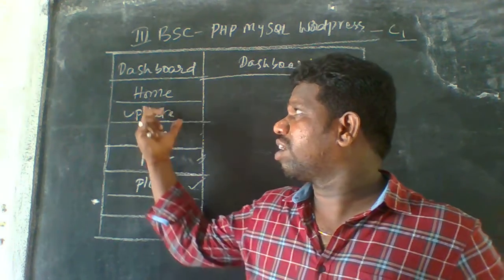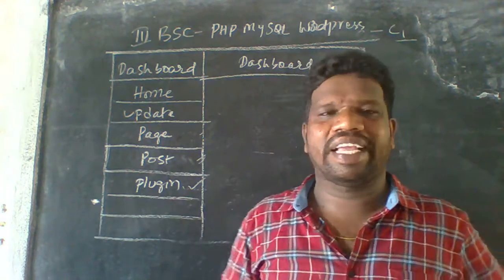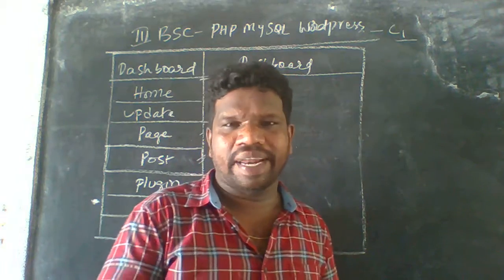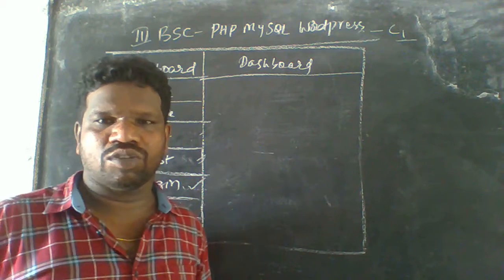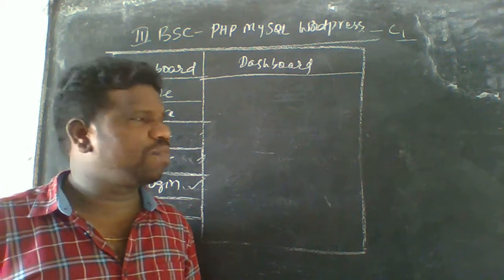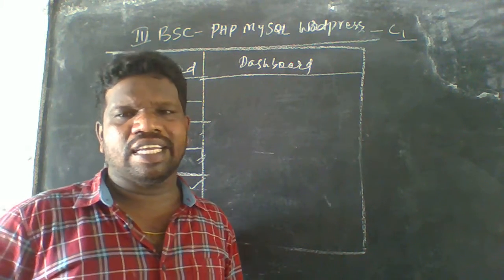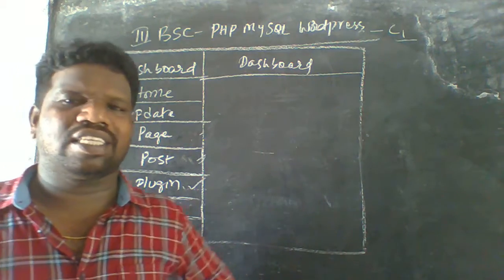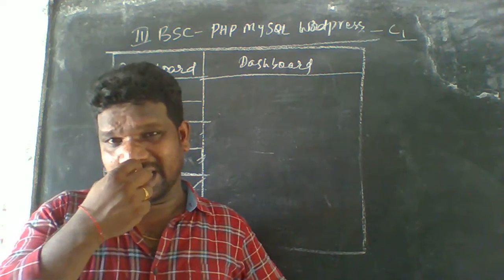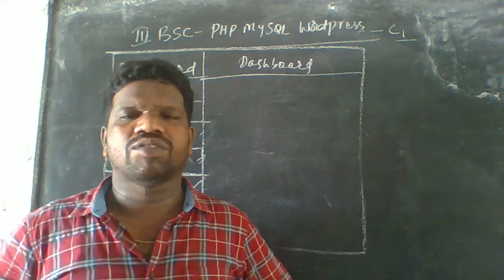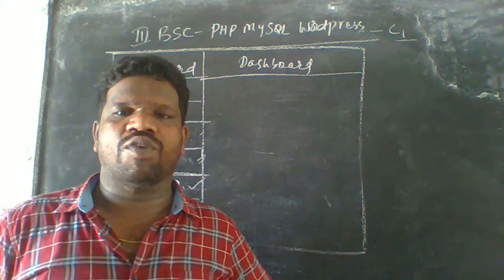We have already discussed home, update, page, post, and now we will talk about what the plugin is and what the use of plugins is. After installing WordPress, the first thing every beginner should learn is how to install a WordPress plugin. In the previous session we discussed the installation of WordPress and how to get the WordPress software. In simple words, WordPress plugins are like apps for your WordPress websites.